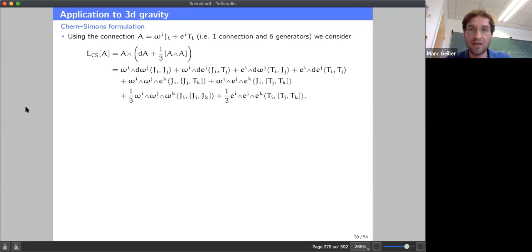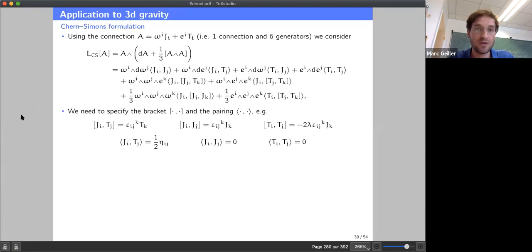Now you see that in these 8 terms, there is something which I left completely implicit, namely this angled bracket between the generators, here between J and J, between J and T, between T and T. And I also left implicit this Lie algebra bracket, this square bracket here. This is something we have to specify, because this is part of the data that specifies the gauge group of the Chern-Simons theory that we are considering.